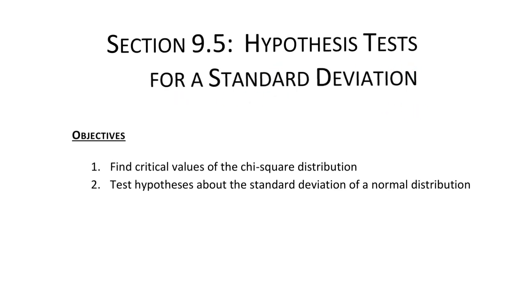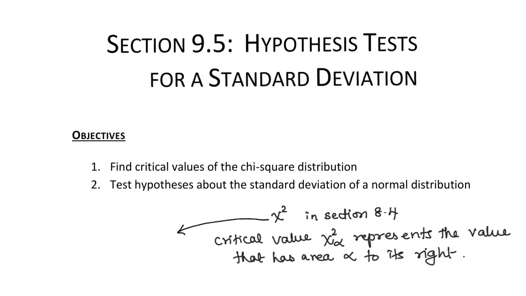This section has two objectives: find the critical values of the chi-square distribution and test the hypothesis about the standard deviation of a normal distribution. The chi-square distribution was introduced in Section 8.4. The critical value chi-square alpha represents the value that has an area alpha to its right. This is the Greek letter chi, and we pronounce it as chi.